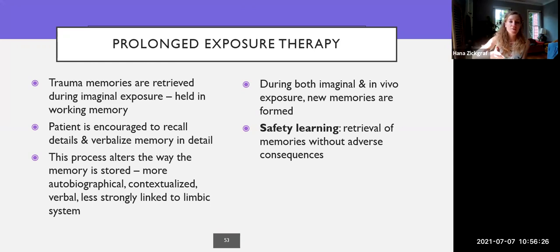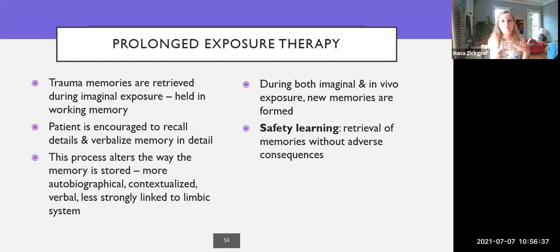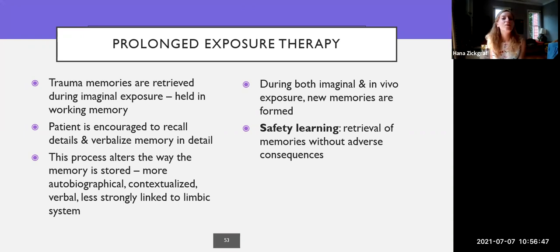Prolonged exposure therapy involves both imaginal exposure, where you remember the trauma, and in vivo exposure, where you expose yourself to environmental cues that trigger the trauma memory. And through this exposure, you are also forming new memories, also known as safety learning. You're learning that you can retrieve the memories of the trauma, that you can put yourself back in the place where you had the trauma, but still be safe. You're relearning what is safe to do, and you're basically getting back activities and thoughts that the trauma took away from you.